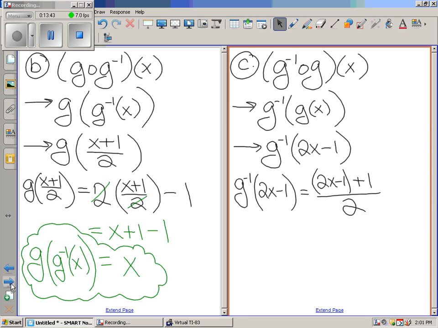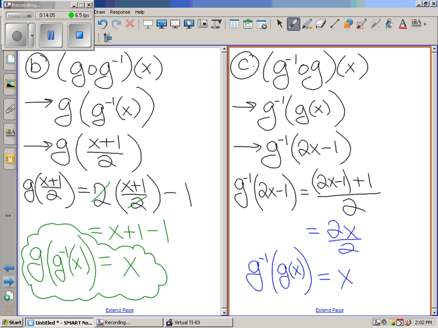Okay, so let's go back down over here. We're doing great work. I want you guys to know that. So here we go. We've got 2x. These two 1s cancel. You're going to get 2x over 2. And what is that? It's just x. So g inverse of g of x is just x.